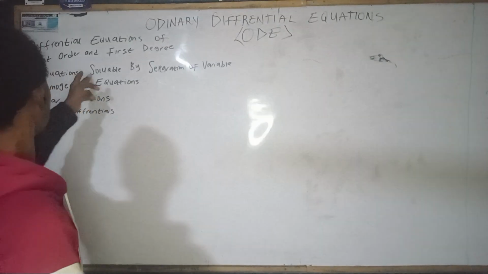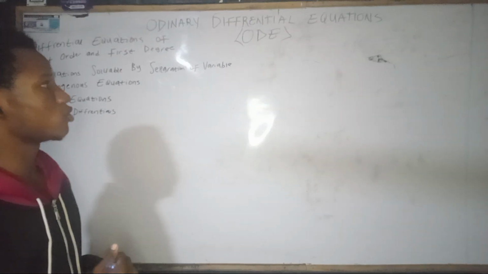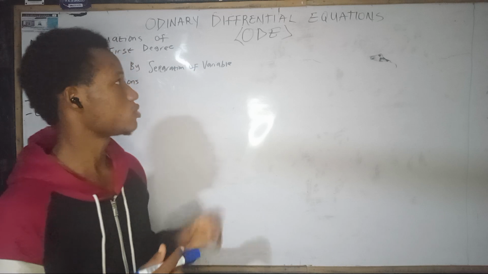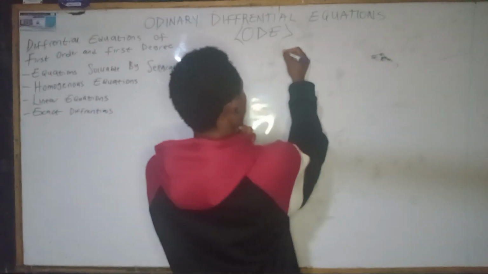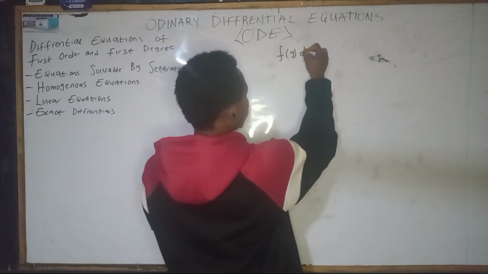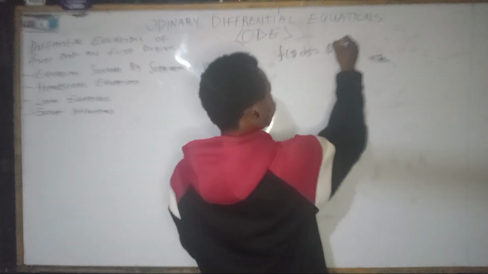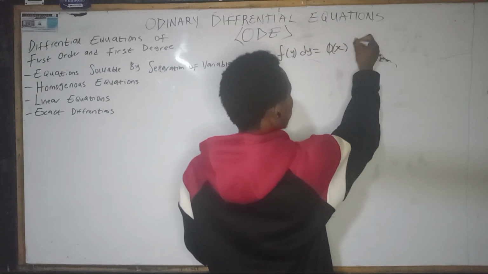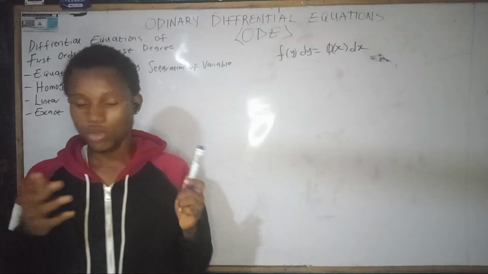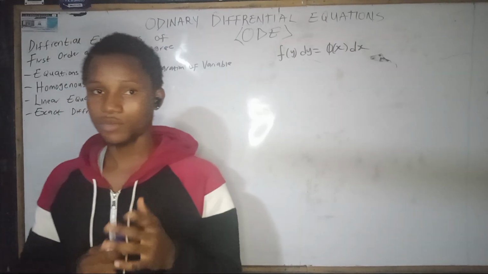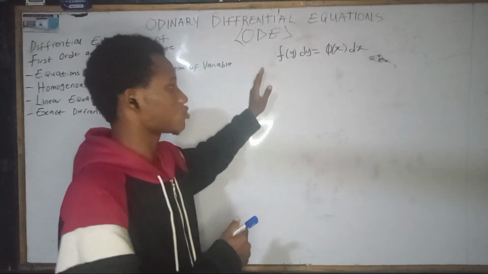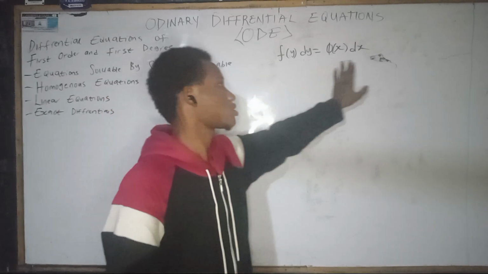Now we look at equations solvable by separation of variables. For us to be able to recognize an equation that is solvable by separation of variables, we are going to see it as a function of y dy equals a function of x dx. Now this is how we recognize an equation solvable by separation of variables. And what this simply means in normal terms is that all the values of y are on one particular side and all the values of x are on the other side.